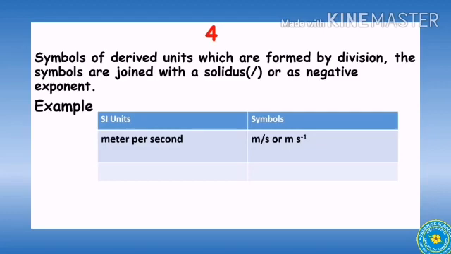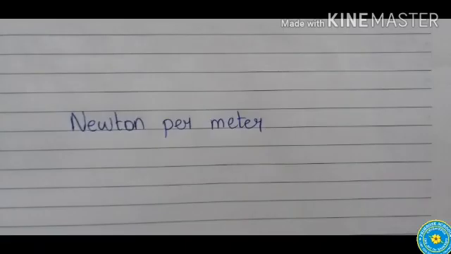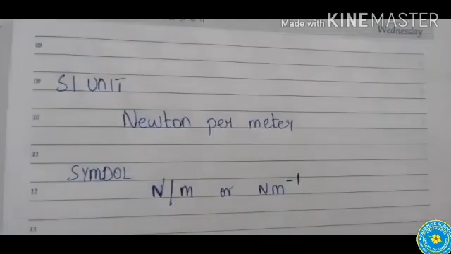Since you are writing it in the power, it is an exponent. Okay. So, let me read the rule again. Symbols of derived units which are formed by division, the symbols are joined with a solidus or as a negative exponent. One more example. Newton per meter. How will you write the symbol for this unit? Yes, N solidus m or N m power minus 1. Got it?